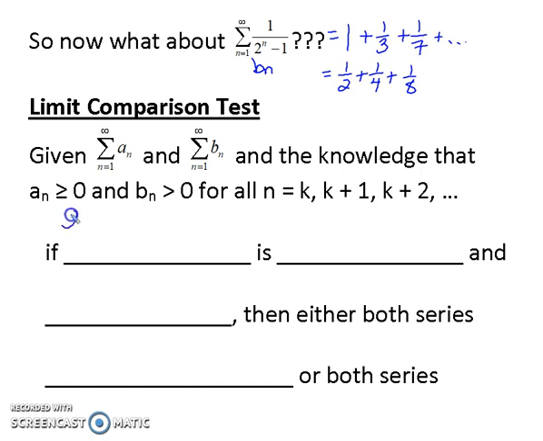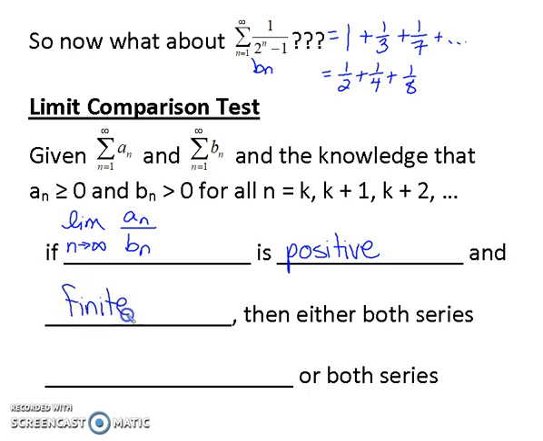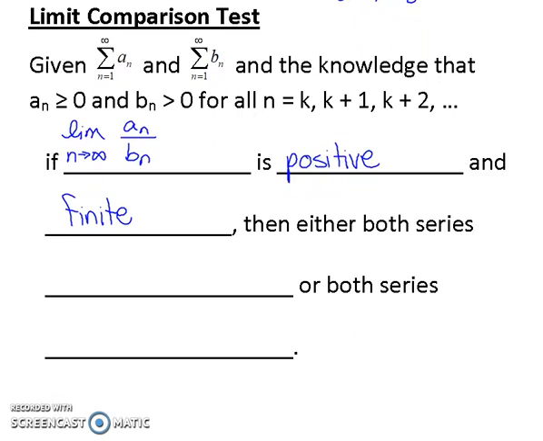The limit comparison test says that if the limit as n goes to infinity of a sub n divided by b sub n is positive, so the limit of the ratio has to be positive and finite. That means I have to actually get an attainable value. So infinity is not an answer. Then what that means is that both series, whatever they do, they both do it. So they either both converge or both series diverge.